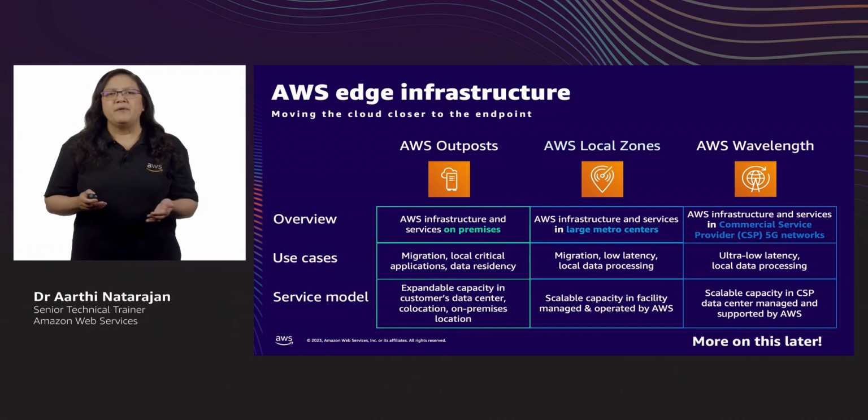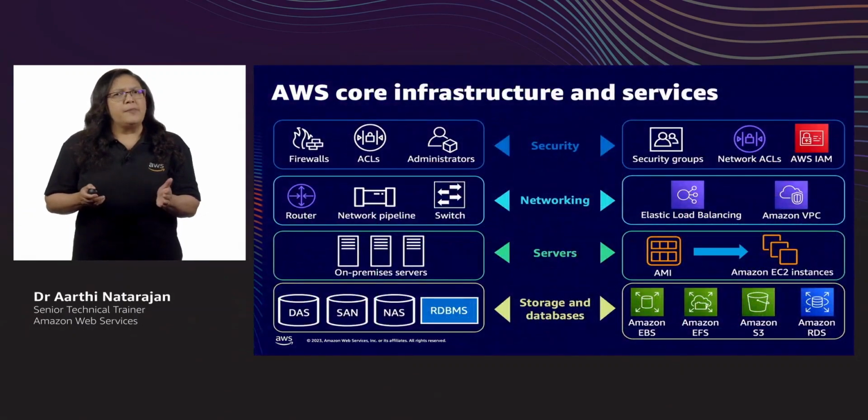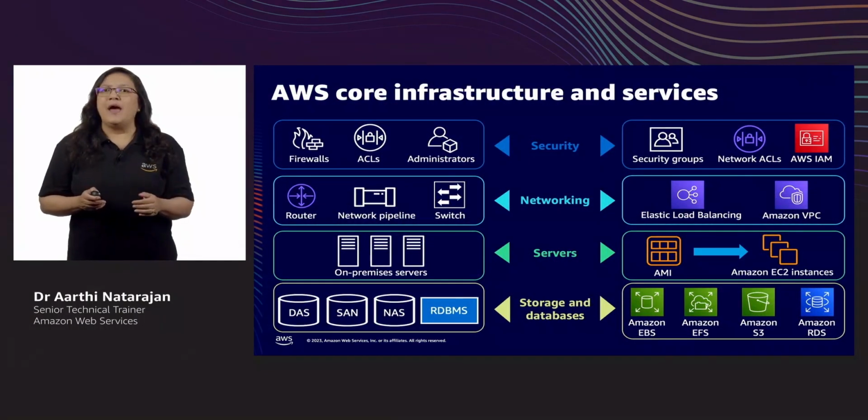Local zones is a new type of AWS infrastructure deployment that places AWS compute, storage, databases, and other select services closer to larger cities, industries, or IT centers where there's currently no AWS region. And finally, we're actually going to talk about this one a little bit later, AWS Wavelength, a new service that works with 5G technology.